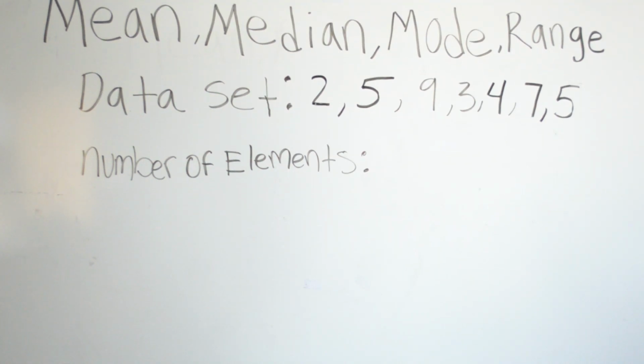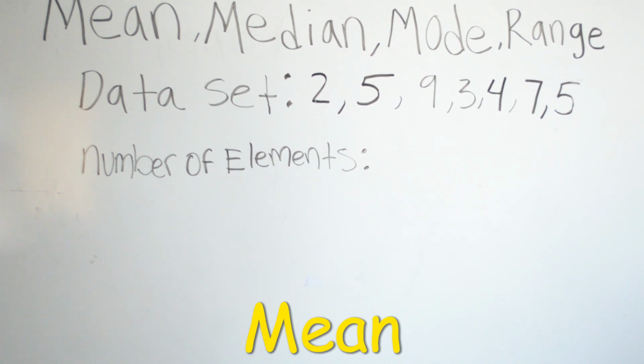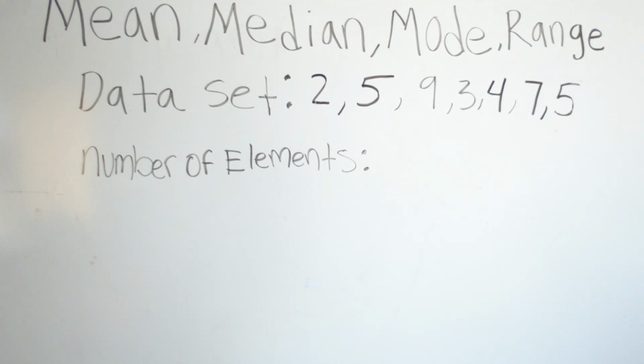Today we're going to be going over what mean, median, mode, and range is. First we will be starting with the mean. The mean is computed by adding all the numbers in the data together and dividing by the number of elements contained in the data set.